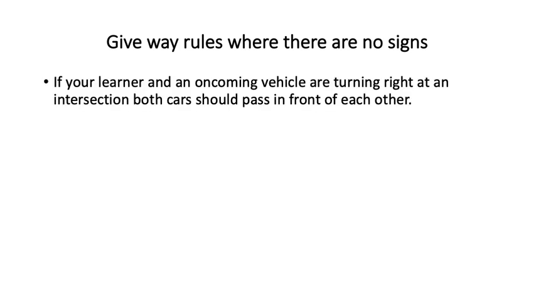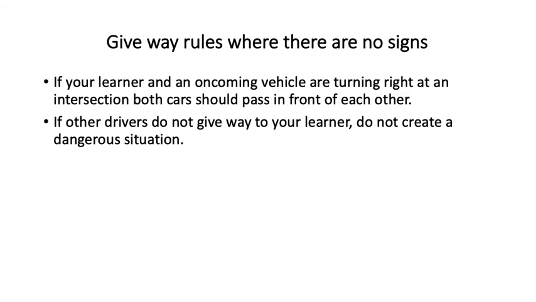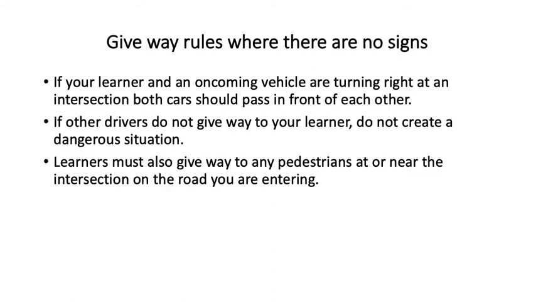If your learner and an oncoming vehicle are turning right at an intersection, both cars should pass in front of each other. If other vehicles do not give way to your learner, do not create a dangerous situation. Learners must also give way to any pedestrians at or near the intersection on the road you are entering. So it's not outside the realms of possibility that in residential areas you will get chicanes and traffic calmers, you'll get bends to the left and right, you'll get small roundabouts like single lane roundabouts, and also you will get some crossroads. So just remember, in those situations the give way rules will apply.